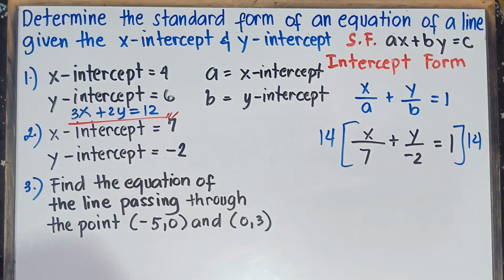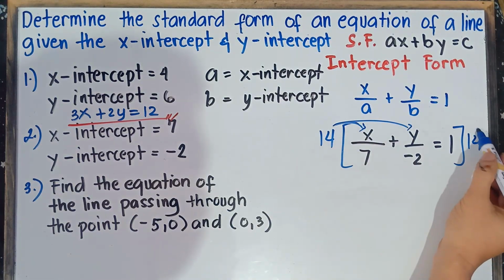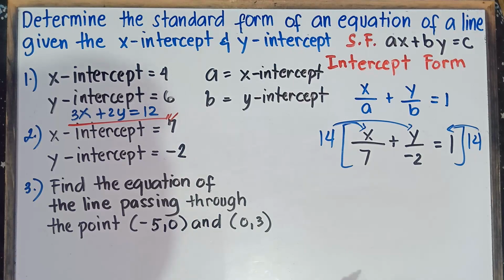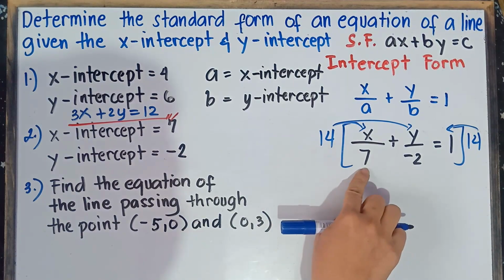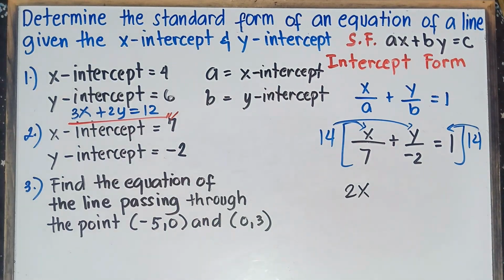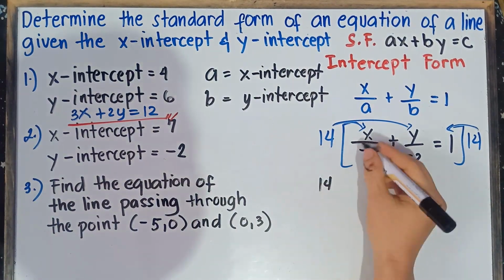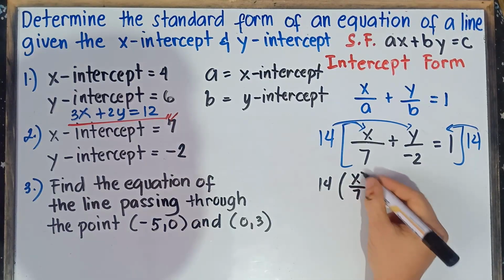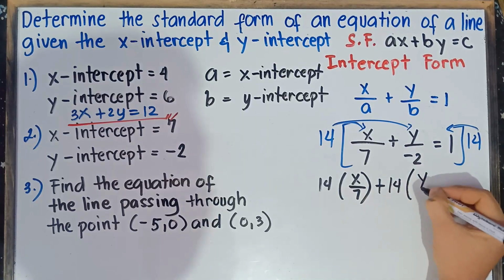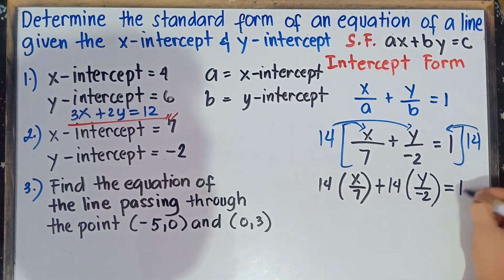Alright, and then simply multiply this one. And then this one. Same with this one. Do it step by step. If you're good in this class, you can just simply divide this one. 14 divided by 7, that would be 2. Simply copy x. This will be 2x. But let's do it step by step, class. So, 14 multiplied by this one, x over 7. Copy plus sign. 14 multiplied by this one, y over negative 2. Copy equals. And then 1 times 14.